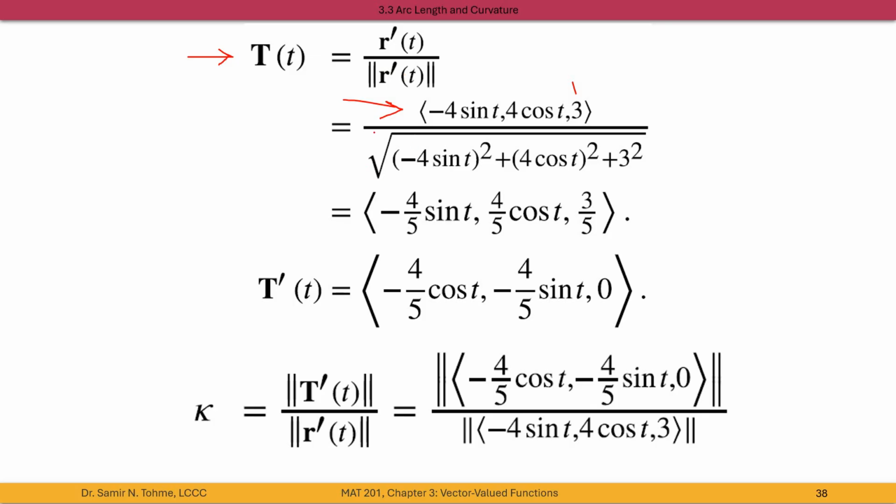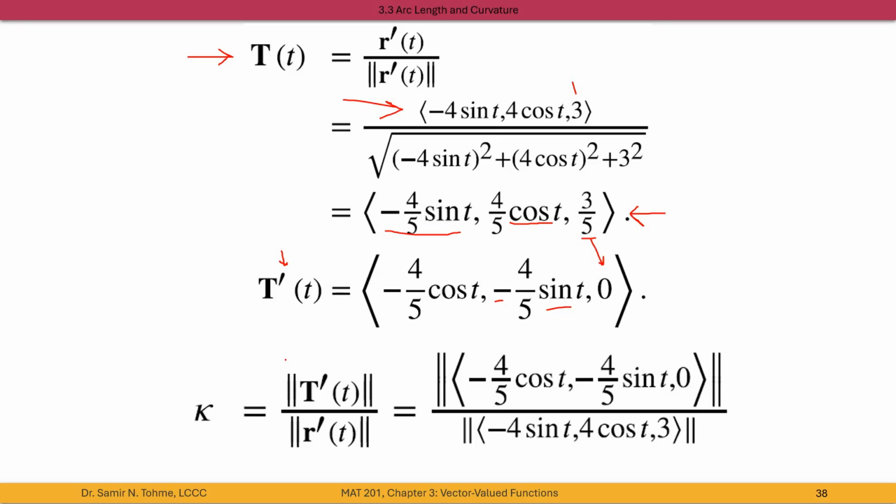So we have r prime, let's take the magnitude. Evaluating this one, we're going to get this tangent unit vector. However, we want the derivative of the tangent unit vector. So let's do the derivative of this one. The derivative of the x component, the derivative of sine t, will give you cosine t. The derivative of cosine t is minus sine t, and the derivative of a number is 0.